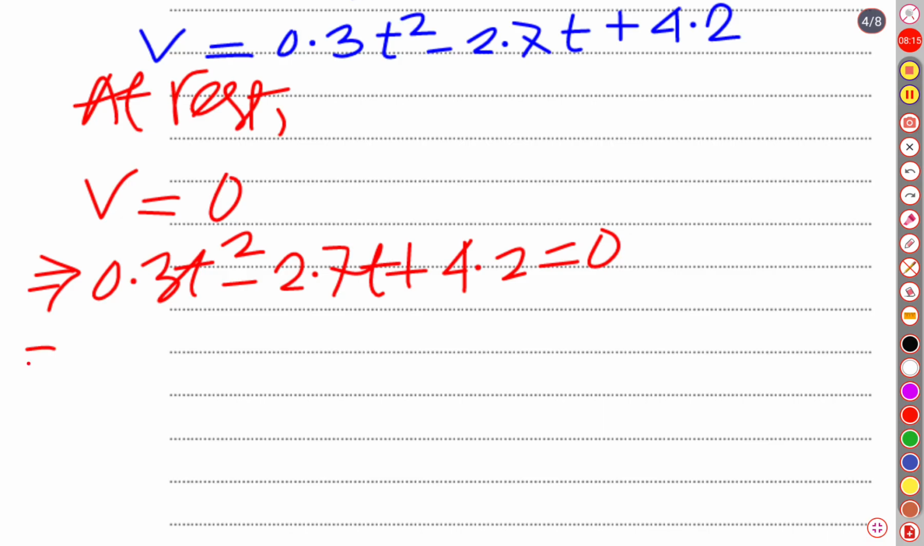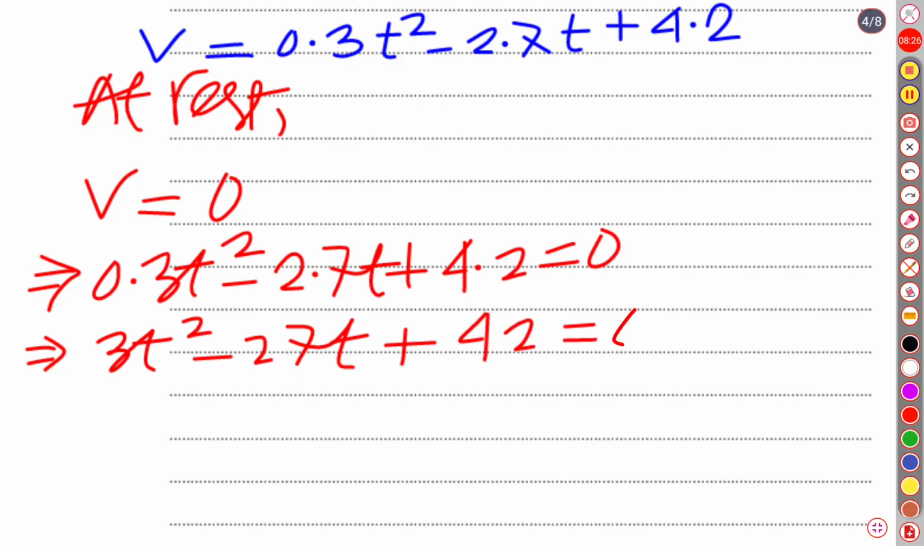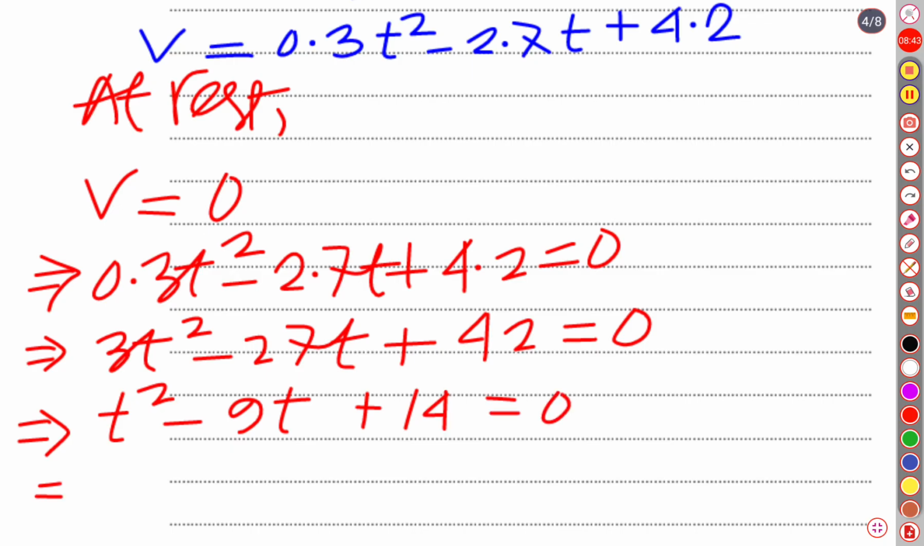If we multiply the whole expression by 10, it is going to be 3t squared minus 27t plus 42 is equal to 0. Or if we divide the whole expression by 3, it is going to be t squared minus 9t plus 14 equal to 0. Then if we break up the middle term, it is t squared minus 7t minus 2t plus 14 equals 0.